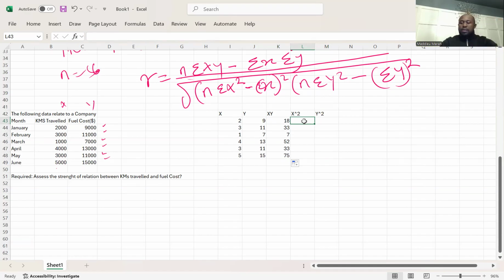So now I need X squared. X squared is X raised to the power 2. This gives me 4. I need all for X squared. I'll do the same for this: 3 raised to the power 2, which is 9. And 1 raised to the power 2. And 4 raised to the power 2, which is 16. And 3 raised to the power 2, which is 9. And 5 raised to the power 2, which is 25.